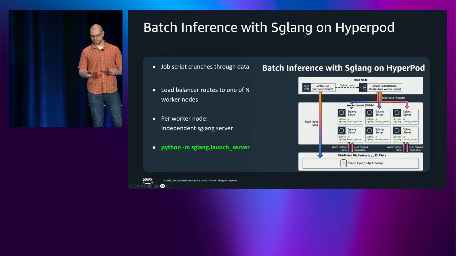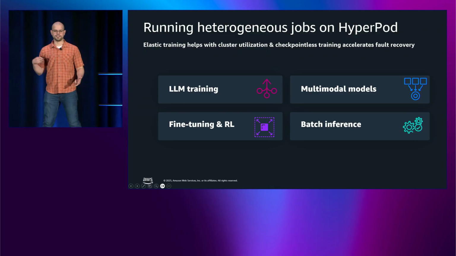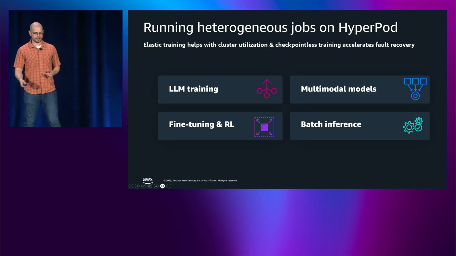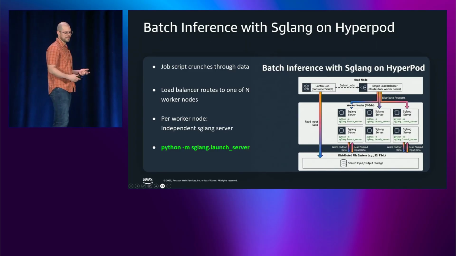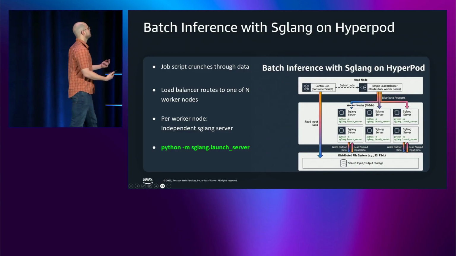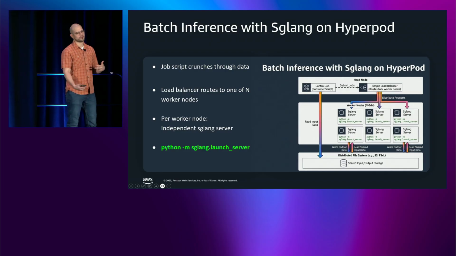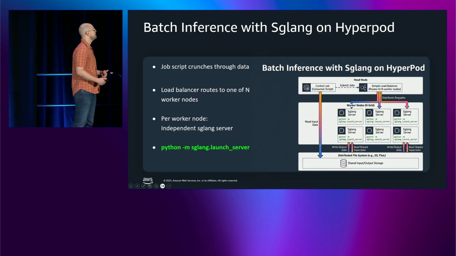And checkpointless and elastic training helps us manage this heterogeneity in an easy way. So I'm going to dive a little bit deeper into what exactly we do for batch inference. So I like to use SGLang. It's an open serving framework, happens to be my favorite.